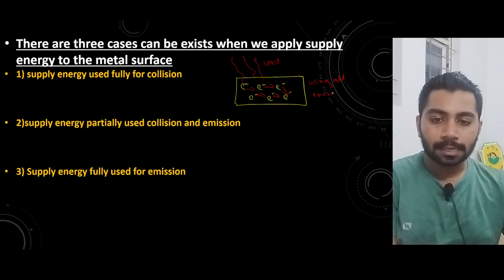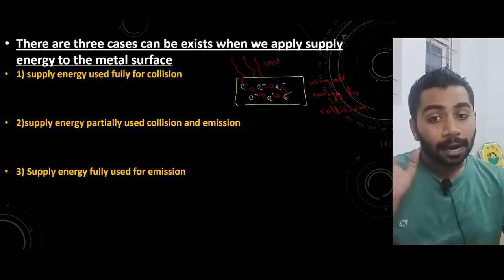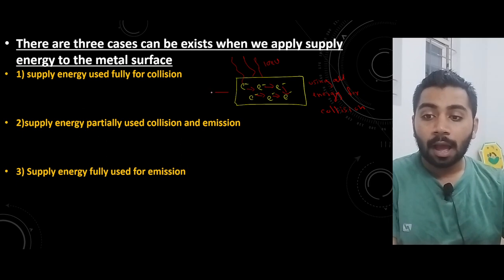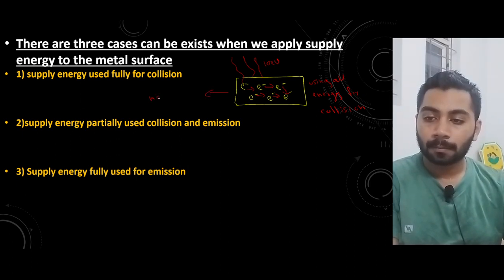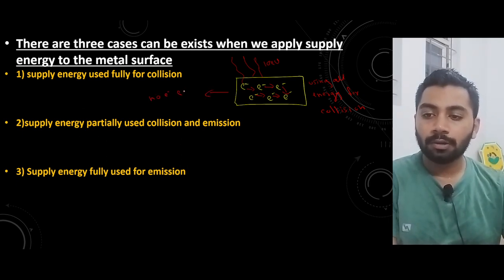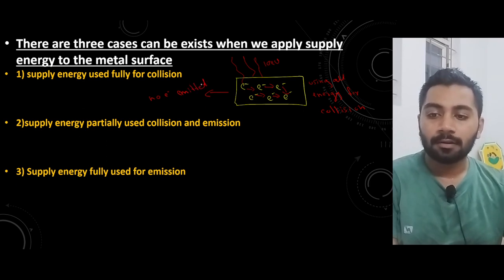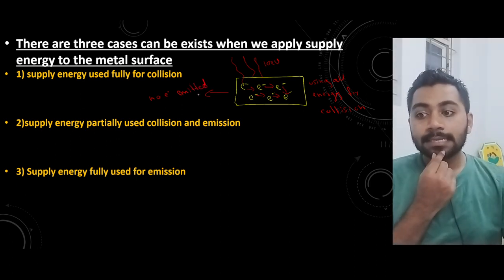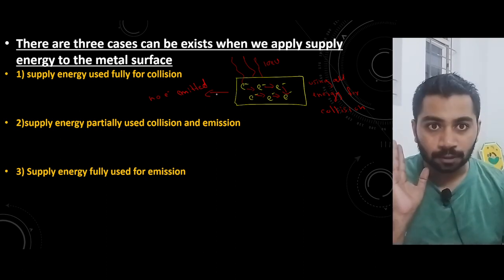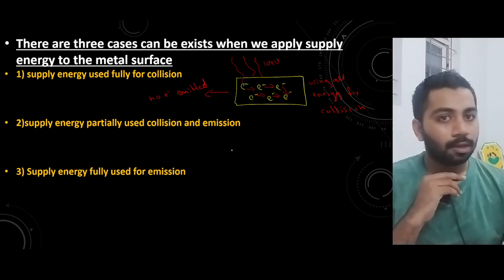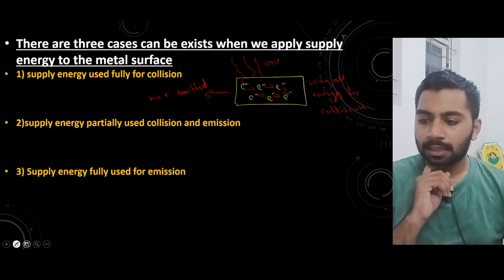Using all energy for collision, all energy, and no electrons are emitted. First case, supply energy is fully used by collision, fully used for collision. Okay, understood? Very easy, very easy.